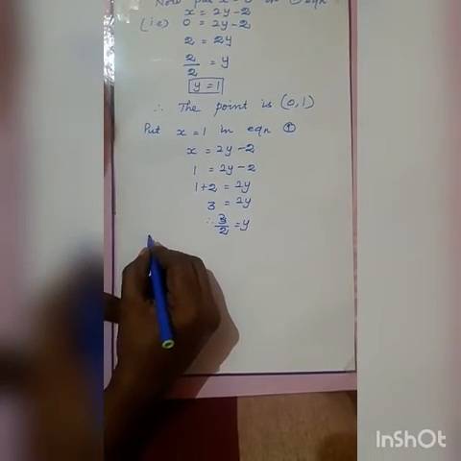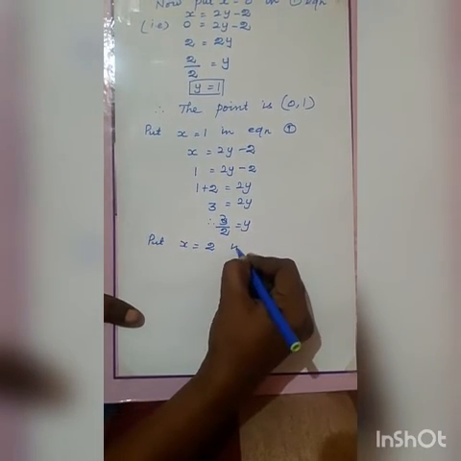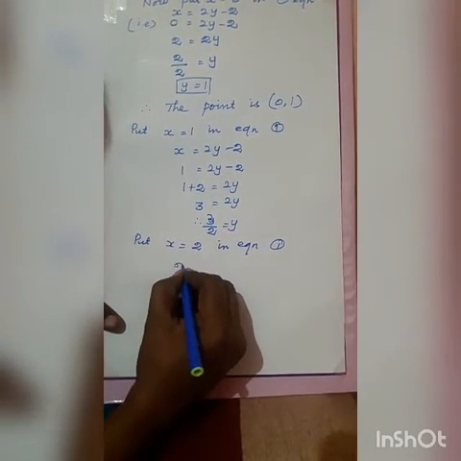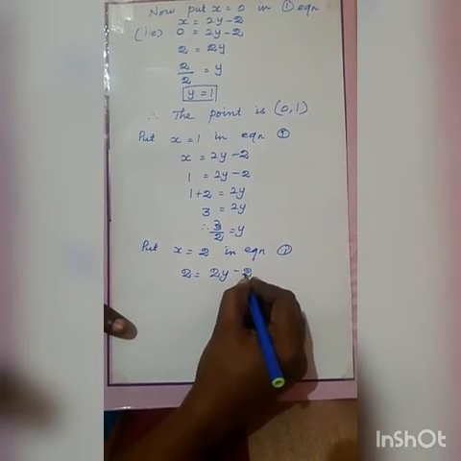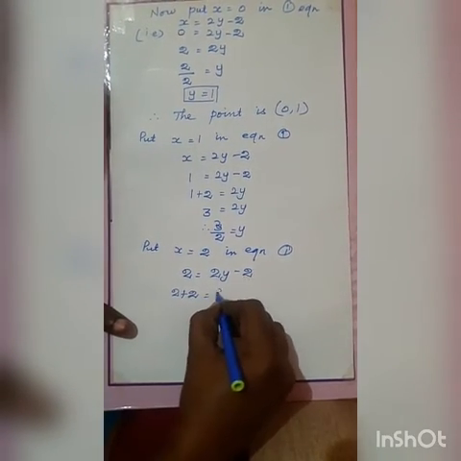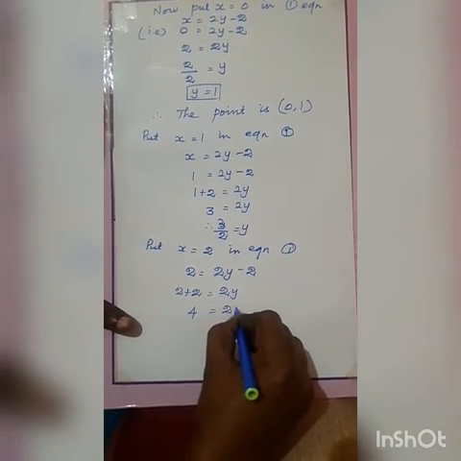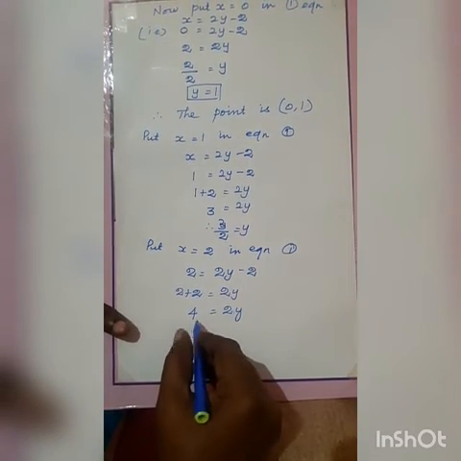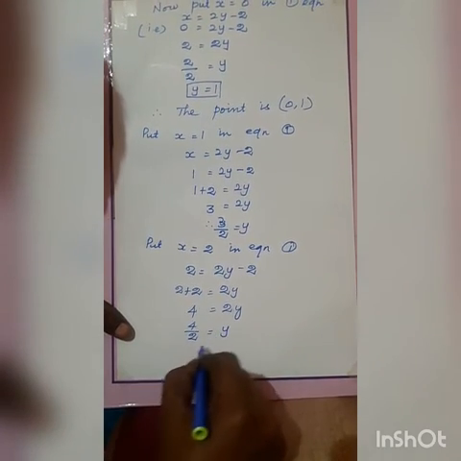Now put x equal to 2 in equation 1. Therefore, 2 is equal to 2y minus 2. Minus 2 becomes plus 2. Therefore, 2 plus 2 is equal to 2y. 2 plus 2 means we get 4 is equal to 2y. While transposing 2, it becomes division. Therefore, 4 by 2 is equal to y.